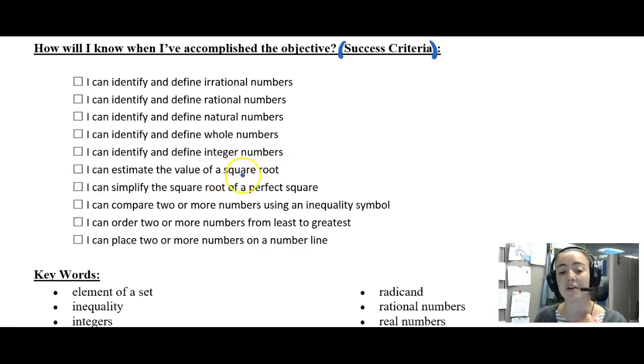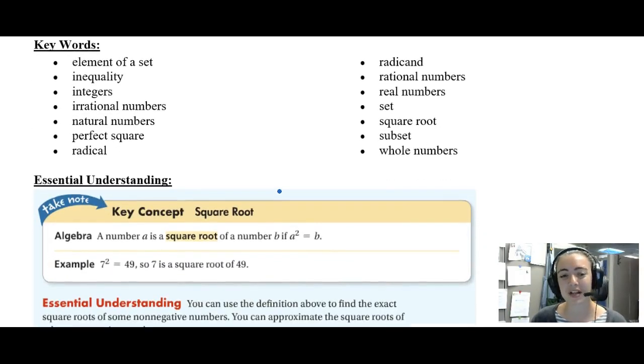I can estimate the value of a square root, and I can simplify the square root of a perfect square. I can compare two or more numbers using an inequality symbol. I can order two or more numbers from least to greatest, and I can place two or more numbers on a number line. So we've got a lot of keywords, which makes sense because we had a lot of success criteria here. A lot of these you've probably heard before, but maybe you're not super familiar with yet. So let's go through a few of these kind of as we need them.